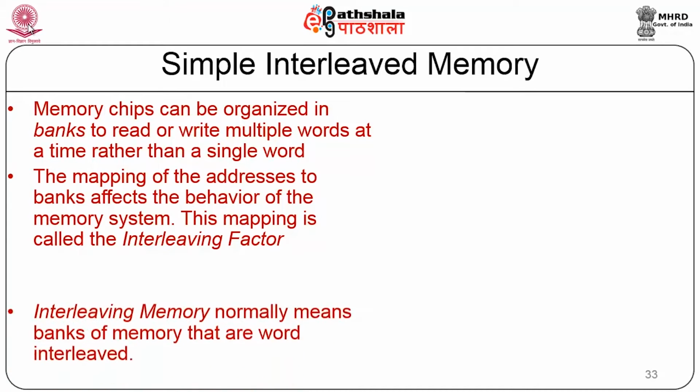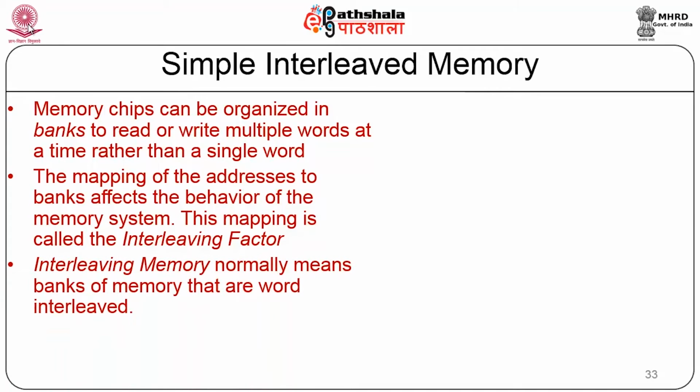This mapping is called the interleaving factor. Interleaving memory normally means banks of memory that are word interleaved. So you can have the addresses interleaved among the various modules, particularly helpful when you are going to do a transfer of a sequential block. So you are going to have sequential addresses.